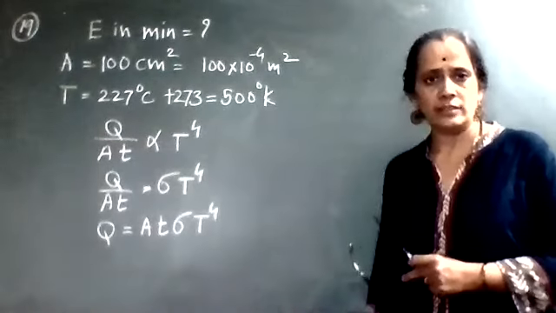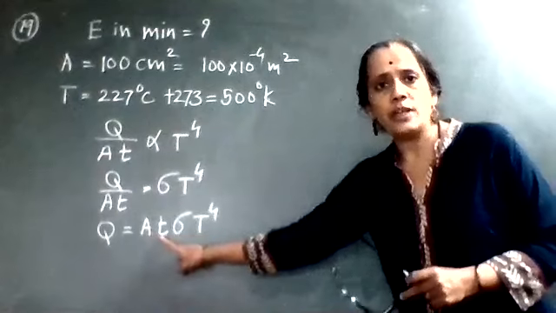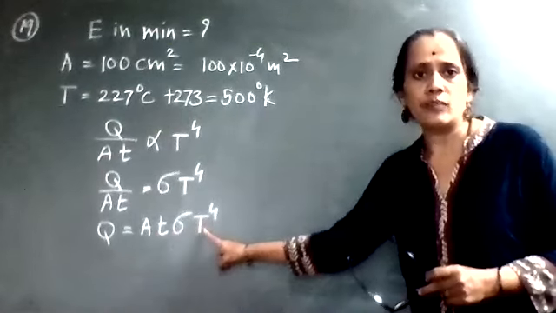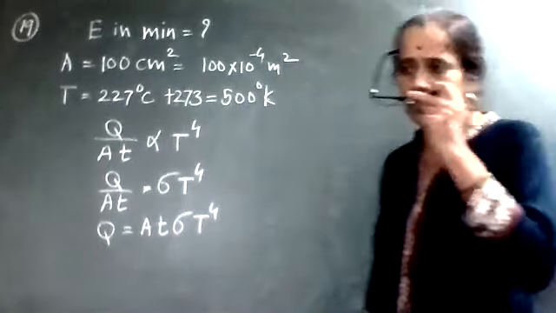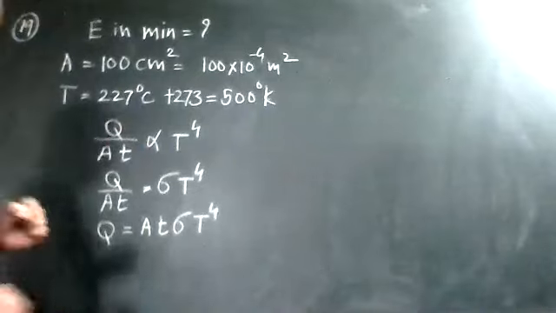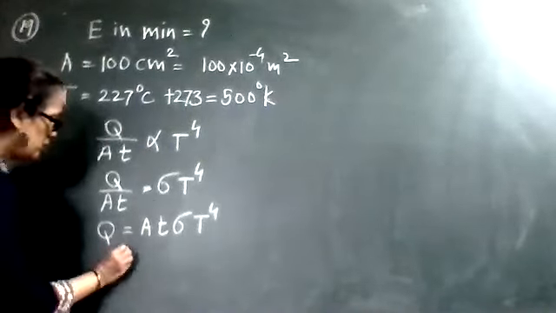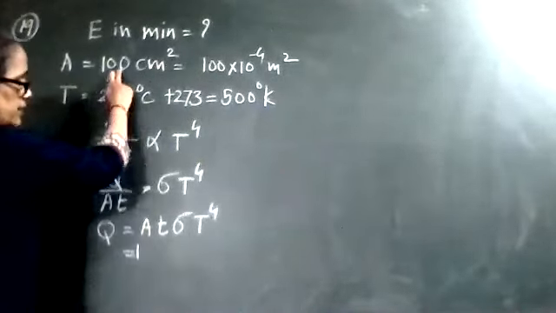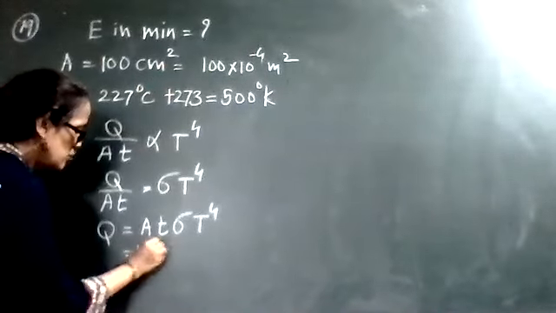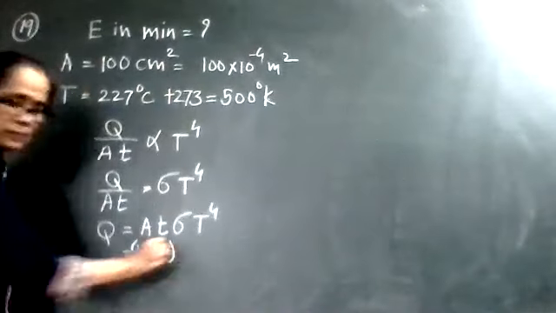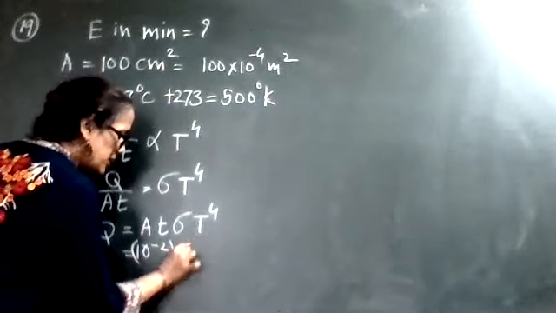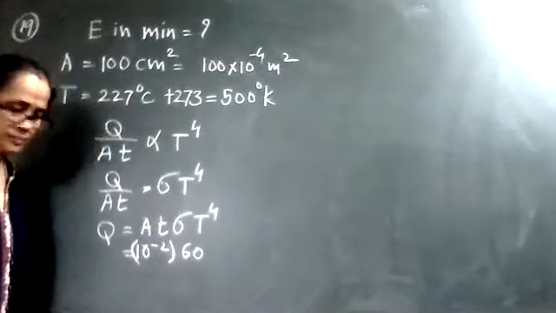That I will calculate. Area is known to you. Time is 1 minute. Sigma is a constant value. T is 500 degree Kelvin. So all those values I am going to substitute. And now I can calculate its value. Clear? So now I will substitute the values. Area is 100 into 10 raised to minus 4, which means 10 raised to minus 2. Clear? Time is 1 minute, so multiplied by 60.